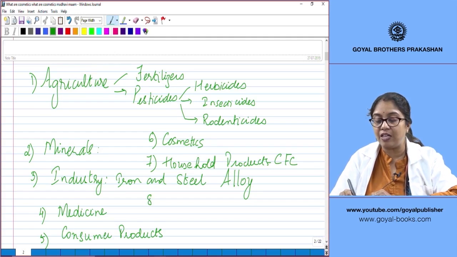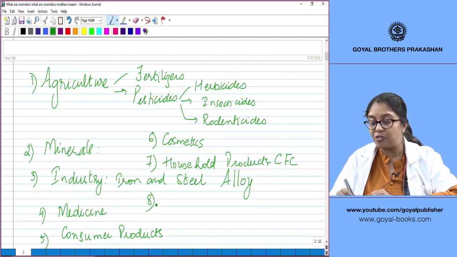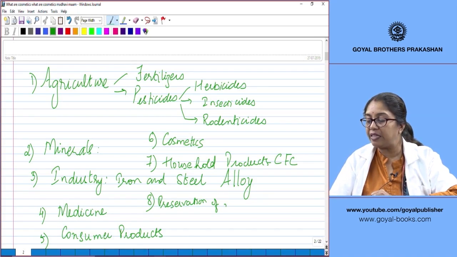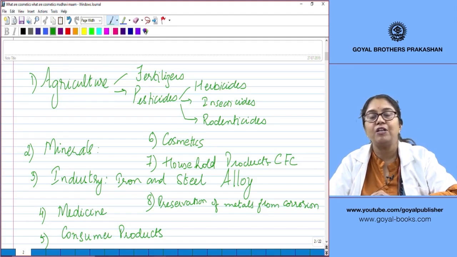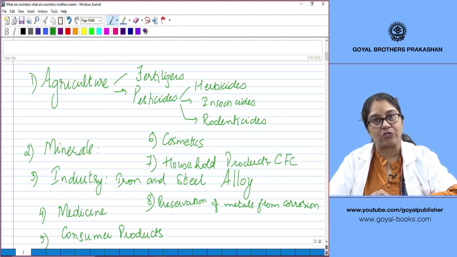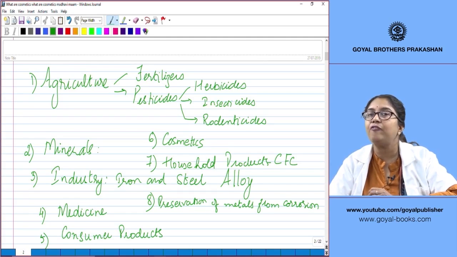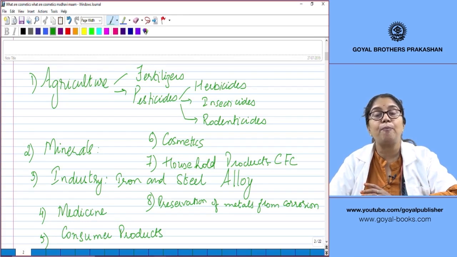The next region where we come across chemistry is the preservation of metals from corrosion. Now, what is corrosion? These metals, children, when they are exposed to the atmosphere, react with the oxygen present in the atmosphere, the carbon dioxide present in the atmosphere, and other pollutants which are present in the atmosphere, and they form different substances. So when they form different substances, their properties are lost. That is, a metal is known for its strength, it's known for its hardness. It may lose its hardness, it may become brittle. So these metals have to be prevented from being corroded.